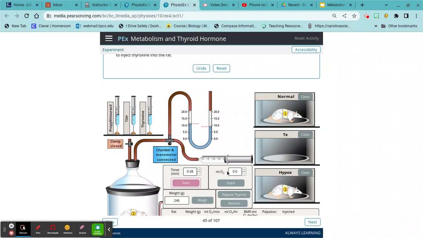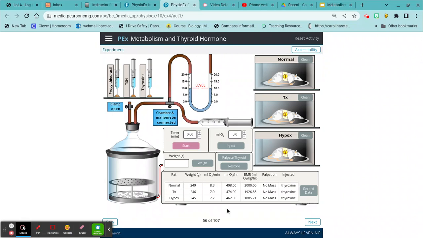And I might do this off screen, since most of y'all can get the procedure. So I'm going to pause this, do the rest off screen to make our video a little shorter, and then come back and talk about our table. Okay, so I'm coming back after having done the thyroxine.